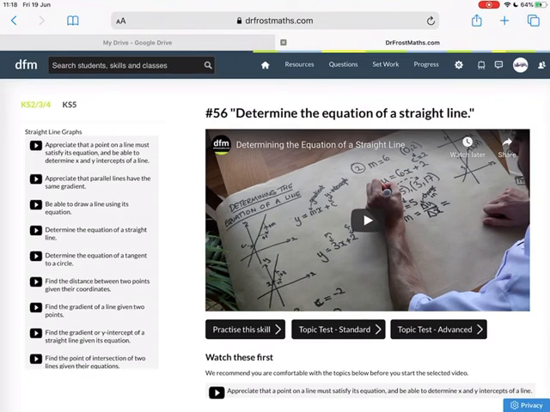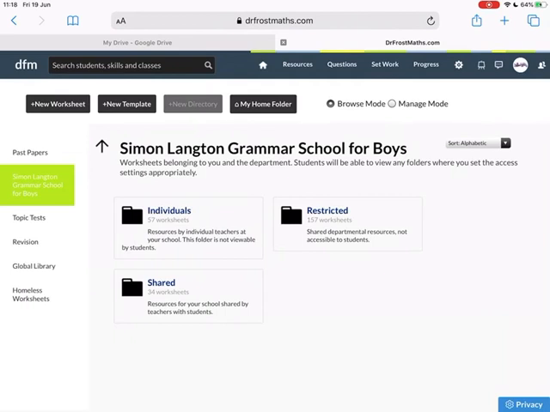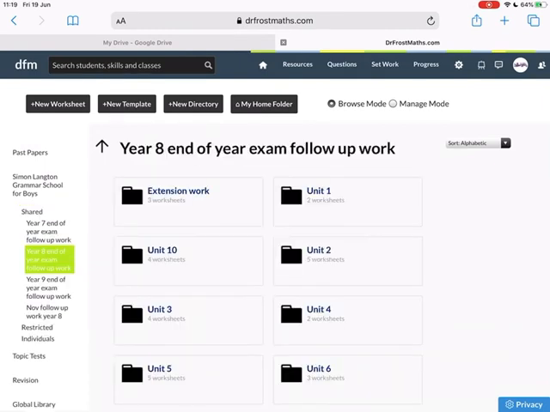So the worksheet was, remember, on Unit 10, y equals mx plus c. So we go under questions and the menu appears. Scroll down there until it says school worksheets and click on that. And then you've got this menu that appears, and we want to go onto the shared area, so into the shared folder. Okay, and then that menu appears, and then you want to make sure you're doing the Year 8 end of year exam follow-up work, not the November follow-up work. Okay, so you want the folder Year 8 end of year exam follow-up work, so you click on that.